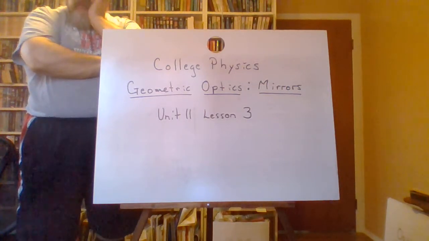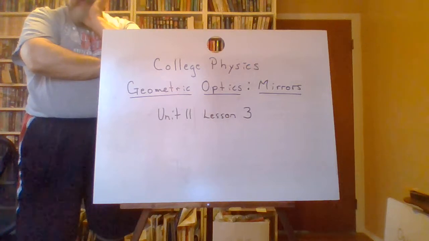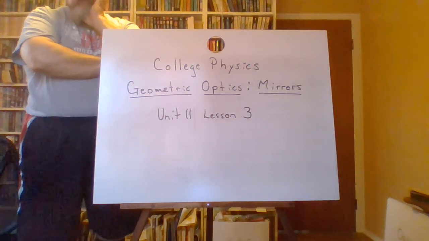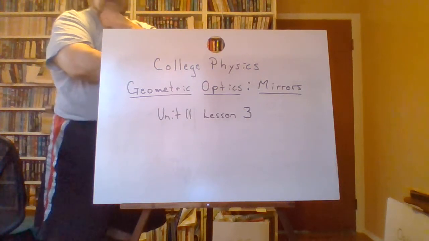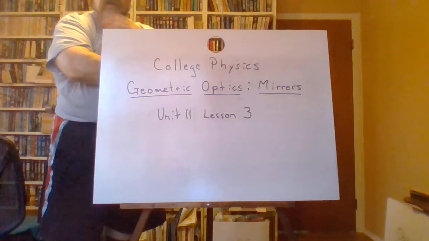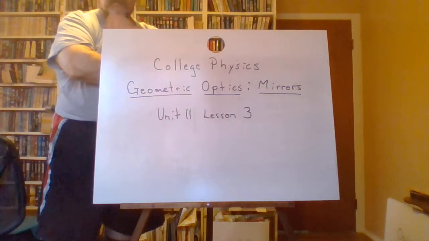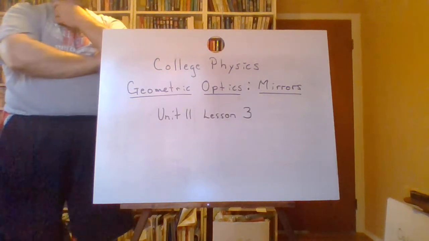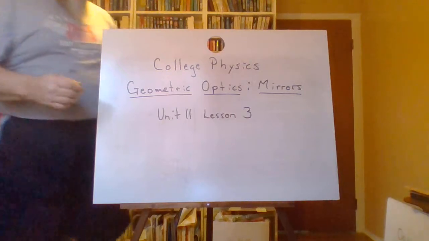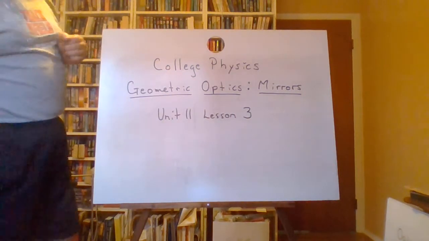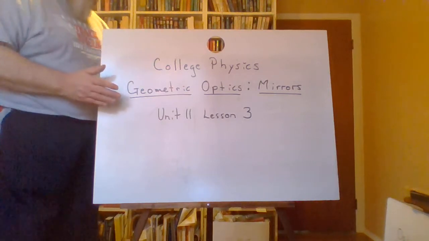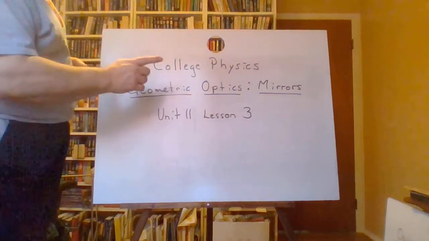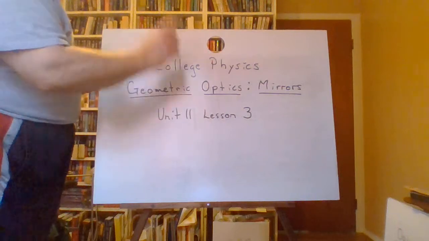This may or may not become a lesson for my Regents physics, depending on how eager they might be to get into this. But this is something that I need to cover for the college physics group because this is part of the curriculum from Siena College. We're going to be looking at geometric optics, specifically mirrors and curved mirrors in particular. This is for Unit 11, Lesson 3.